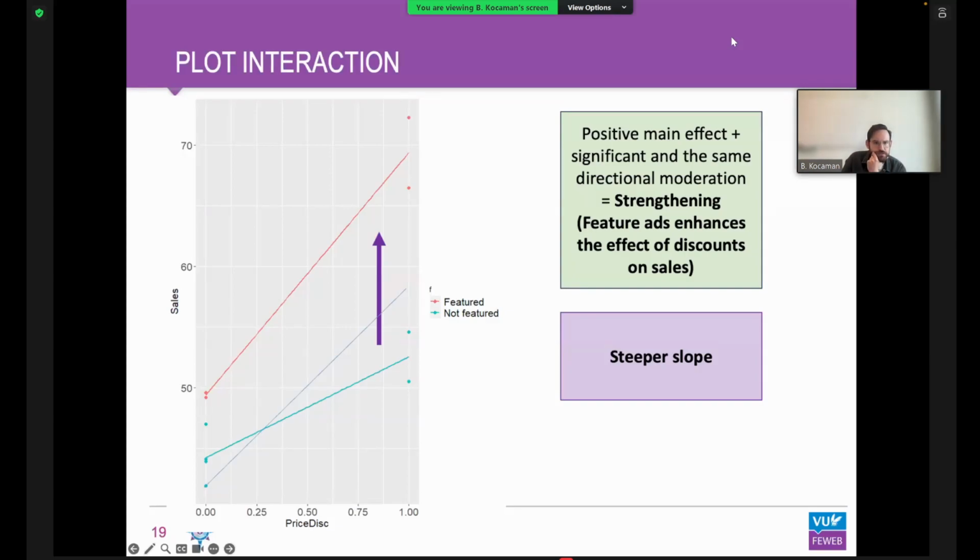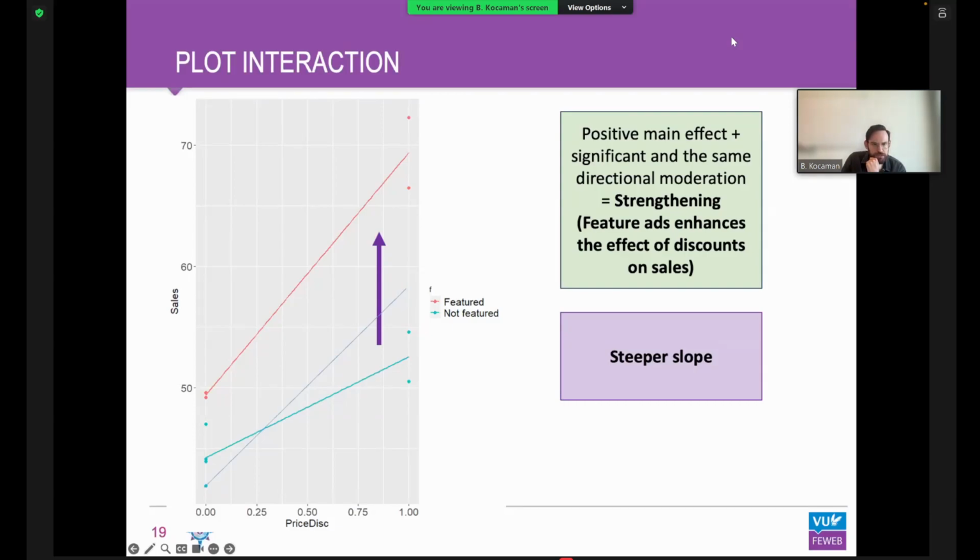And we cannot interpret the feature add coefficient on its own. You can actually do that again. It's basically when you have no discount, what's the difference between having a feature add or not. But in this case, it's of less importance for us because we are interested in its moderating effect on the price discount.